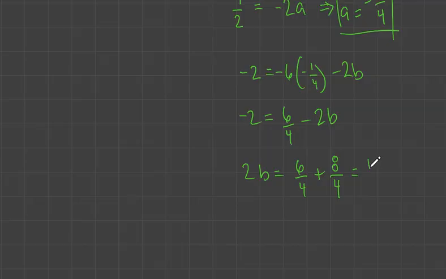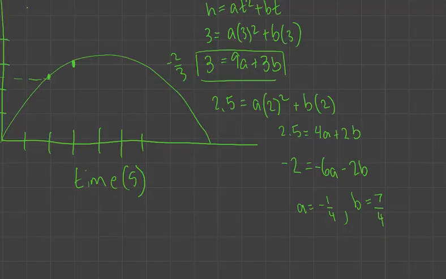And you get 14/4, and b, dividing by 2, you get 14/8, which is 7/4. Alright, so I just checked my math, and it's correct.